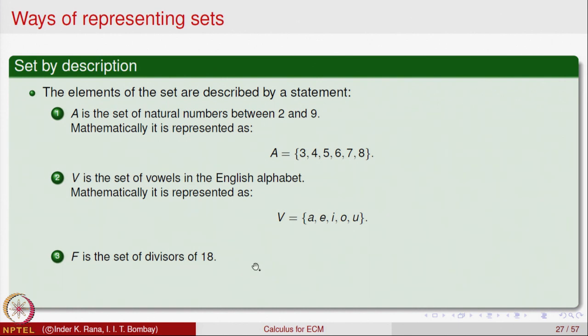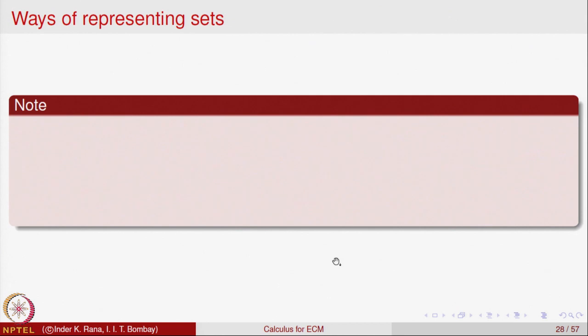The set of all divisors of 18, something we have done similar to 12. So, 1 is a divisor of 18, 2 is a divisor of 18, 3 is a divisor of 18, 6, 9 and 18 all are divisors of 18. So, F is the set, right. So, when we say consider the set F of all divisors of 18, we mean F equal to bracket 1, 2, 3, 6, 9 and 18 bracket close. So, this is how we write the set of all divisors of 18. So, this is called the set by description.